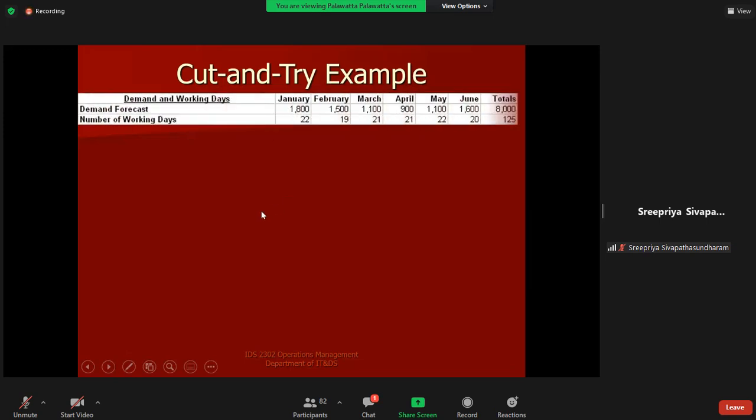Let's say we'll work out a cut and try example. We have demand forecast: January 1,800, February 1,500, March 1,100, April 900, May 1,100, June 1,600, and the total is 8,000. So when you add these numbers, you get 8,000. And in number of working days, you have January 22, February 19, March 21, April 21, May 22, June 20, and total 125 days.